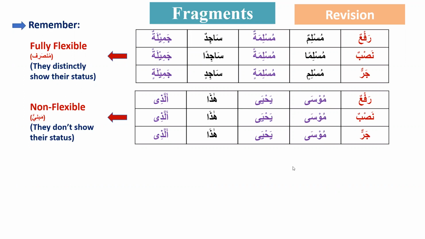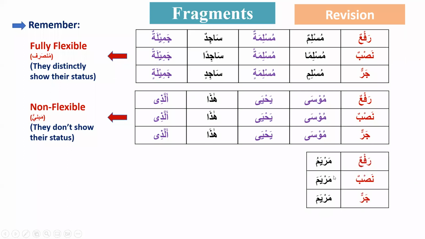Can I say Fir'auni? No, Firauni. So what does it mean? Partly flexible means, for example, we take the example of Maryamu: Maryamu, Maryama, Maryama, in Rafa, Nasab, and Jar.